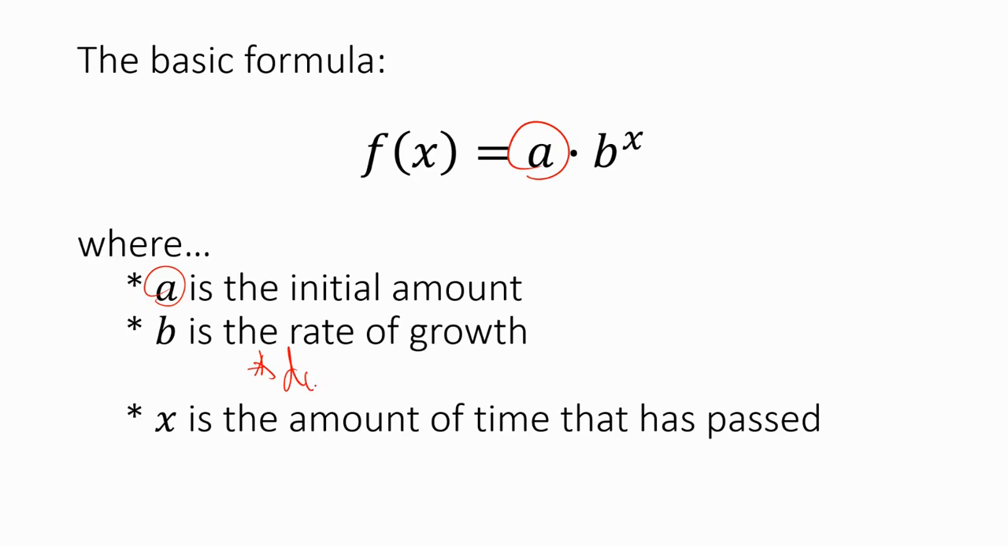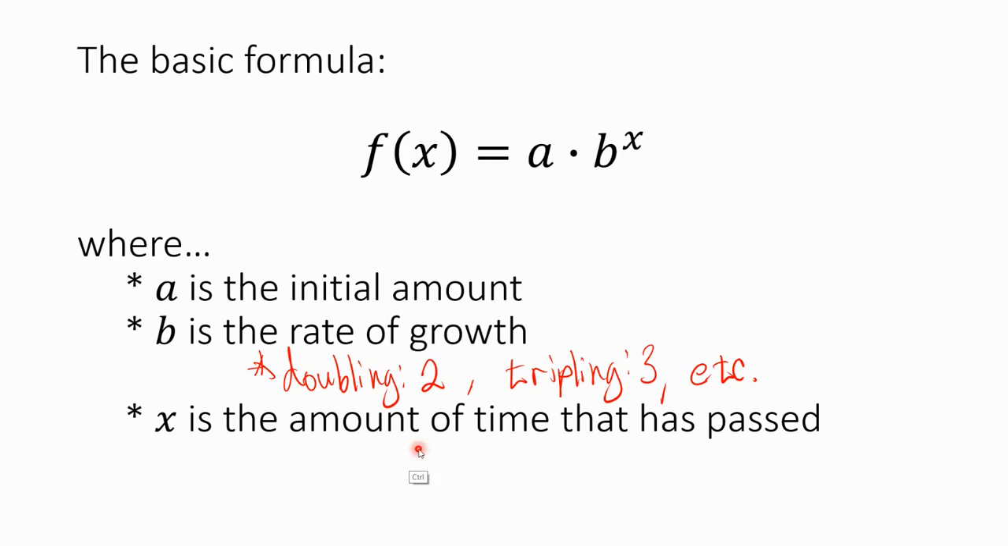So doubling would be times 2, so that would be 2. Tripling is 3, etc. And then x is going to be the amount of time that has passed. So maybe this is in weeks, this might be days, like it was in our case, maybe it's minutes. It's going to depend on what the situation is in your problem.